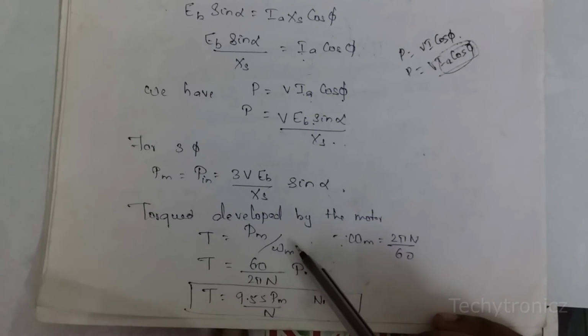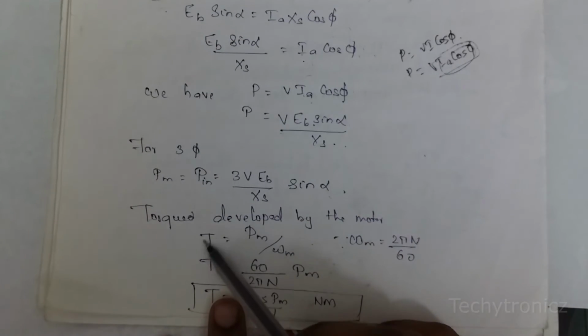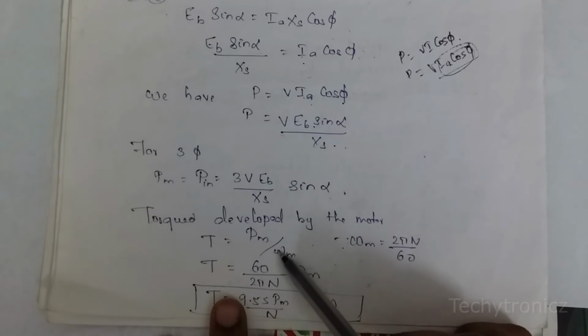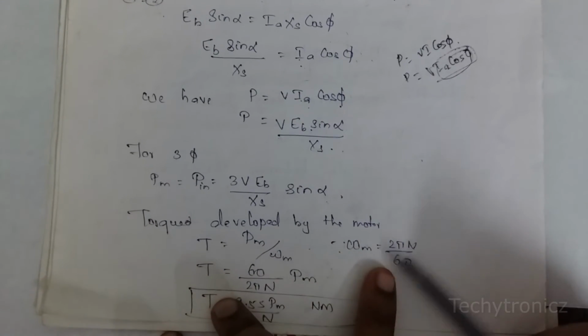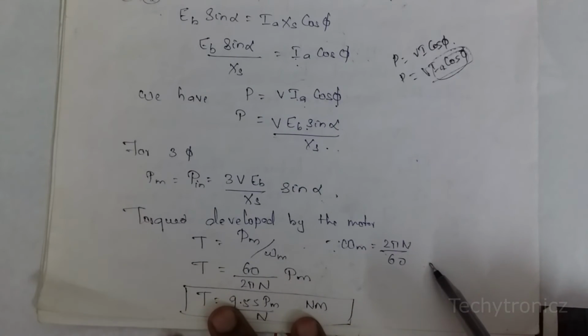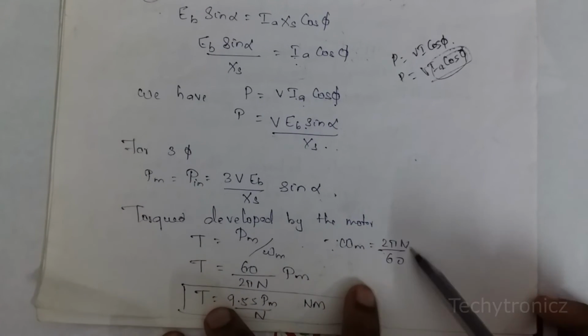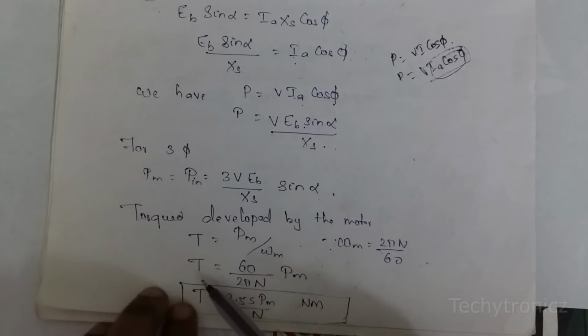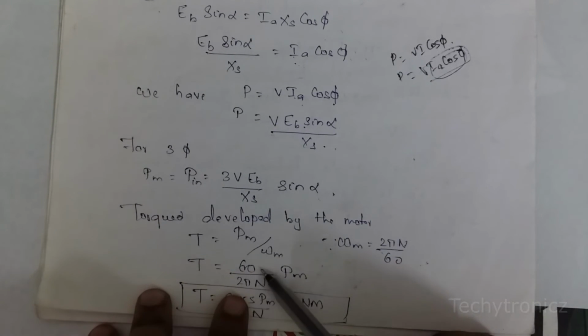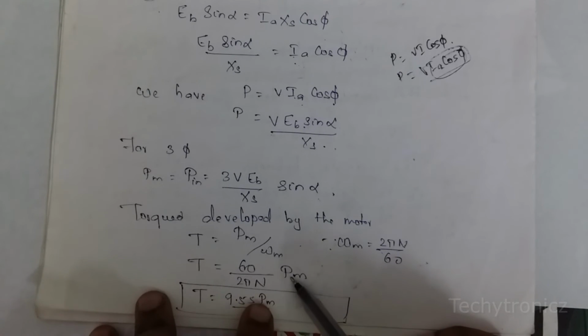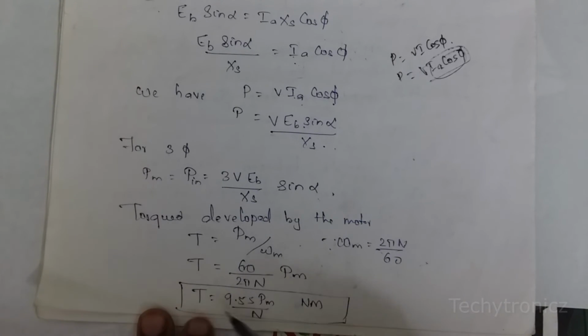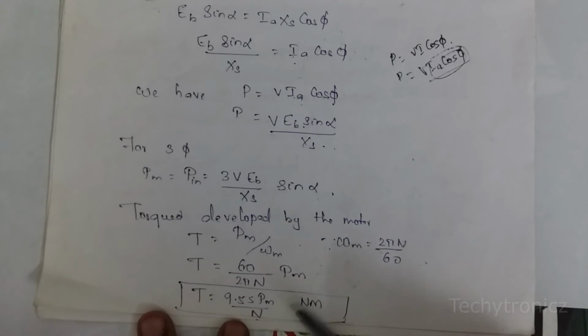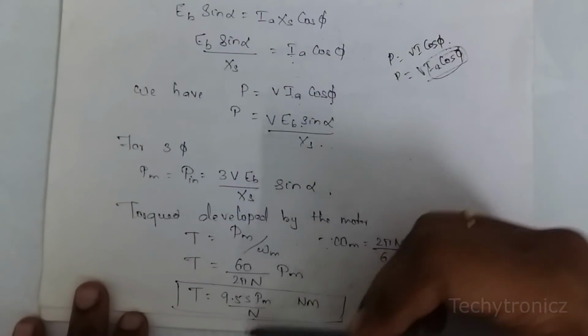Now the torque developed by the motor, T, is equal to PM divided by WM. The value of WM is 2 pi n divided by 60. By substituting, you will get the torque T is equal to 60 by 2 pi n into PM. From this you will get T is equal to 9.55 PM by n. Sometimes you will get a question to find the torque value of the synchronous motor. You can use this formula.